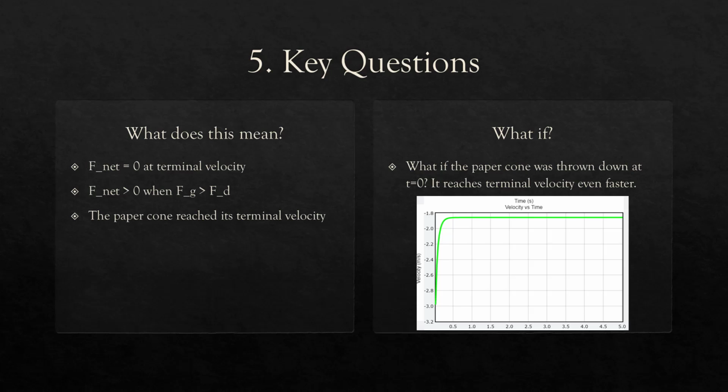What if the paper cone was thrown down at t equals 0? As you can see from this graph, I actually plugged this scenario into the computational model by changing the initial velocity to -3 meters per second. As you can see, it actually reaches its terminal velocity much quicker. This is because the force of drag is calculated by the drag coefficient times the velocity squared. So the higher your initial velocity, the higher the force of drag will be.